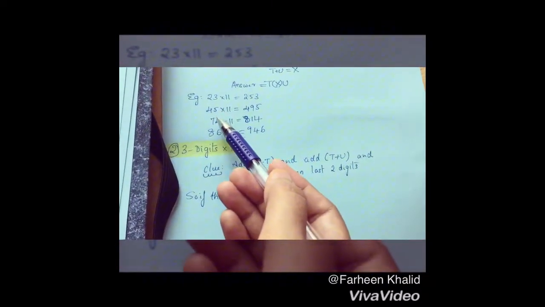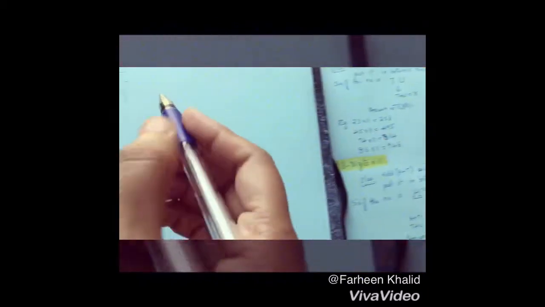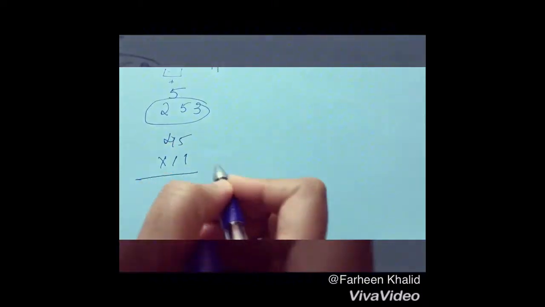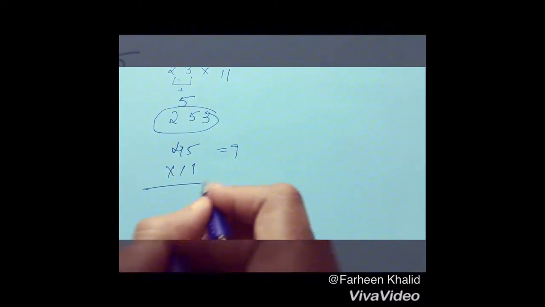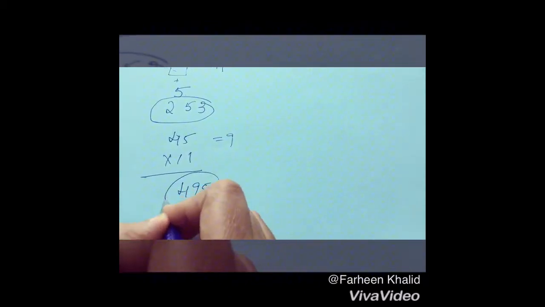Now let's do 3 more. The next one is 45 times 11, which is 495. So for 45 times 11, we do 4 plus 5, which is equal to 9. And we just put the 9 in between the 4 and the 5, so 495 is our answer.